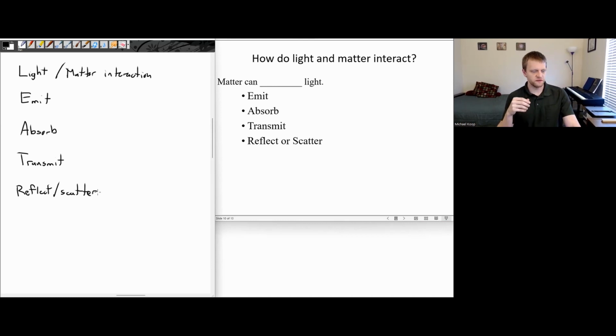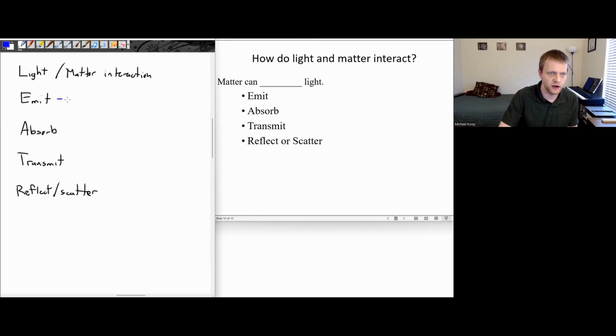So let's talk about each of these examples. Pause the video right now and see if you can think of an example of matter emitting light, so giving off its own light, matter absorbing light, so it captures that light and that light has been absorbed by that material, transmitting light, so light passes right through it, and an example of light being reflected or scattered by matter. So pause it and take a minute to try to identify those before we talk about them. Okay, so let's go through this.